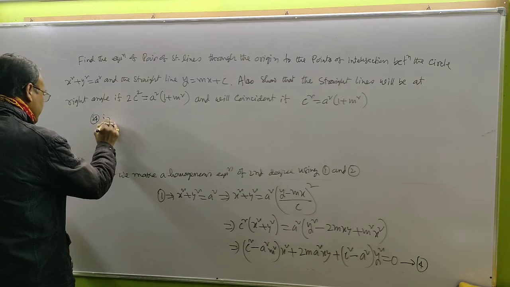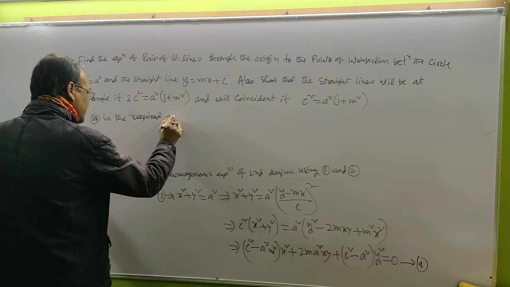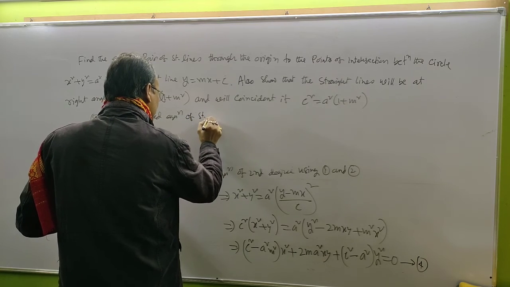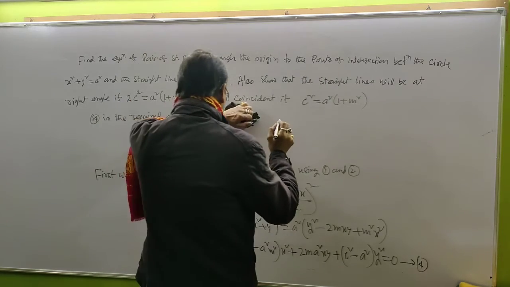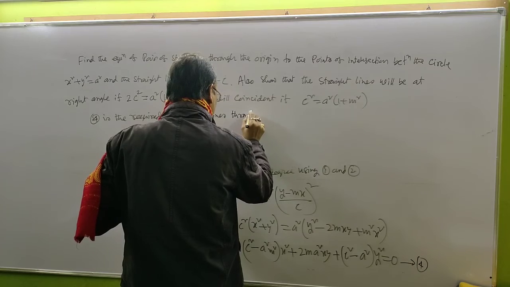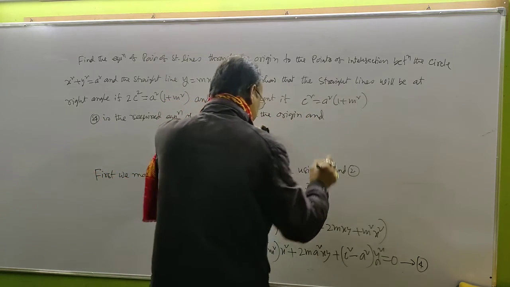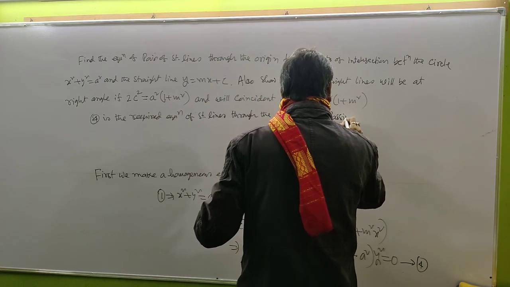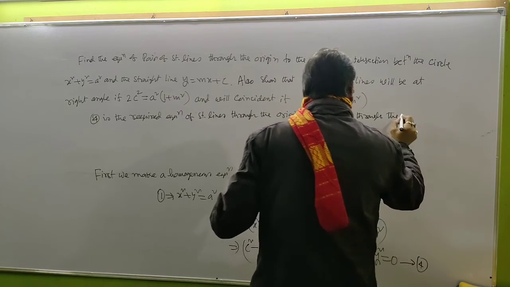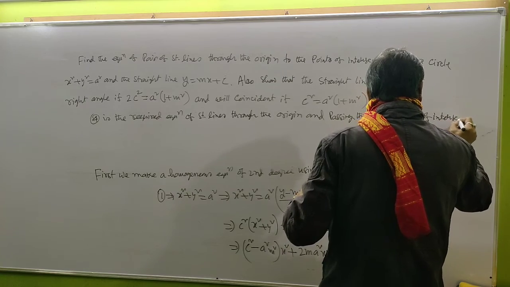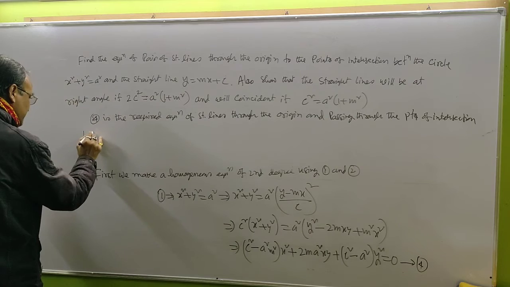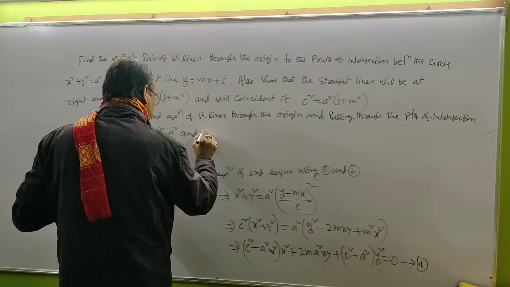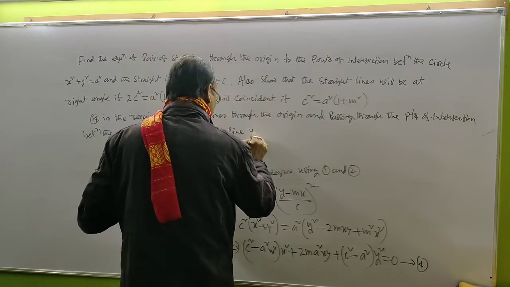Four is the required equation of straight lines passing through the origin and passing through the points of intersection between the circle x square plus y square is equal to a square and the straight line y is equal to mx plus c.